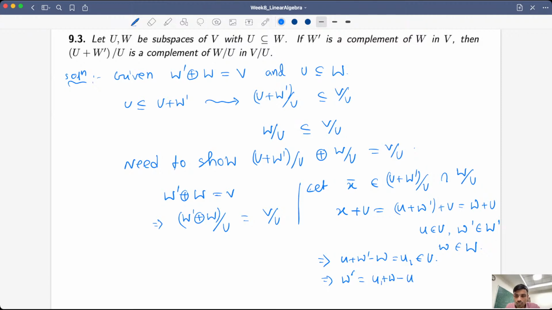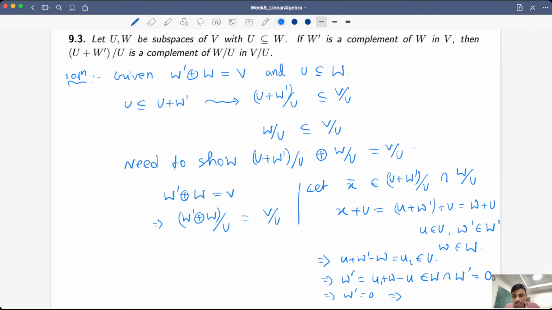All these things, u1 and w, all belong to W, right? But w prime belongs to W prime, so this actually belongs to W intersection W prime, but W intersection W prime is 0, so this implies that w prime equals 0. Once w prime equals 0, this total u plus w prime plus u is nothing but 0 plus u, so that means x belongs to U. Once x belongs to U, x bar equals 0.